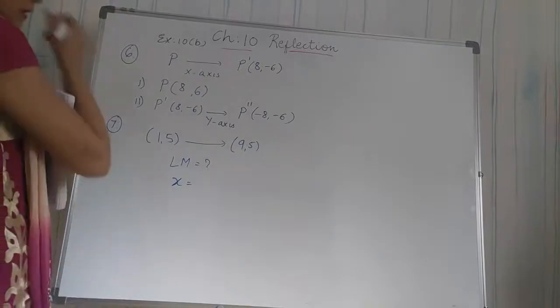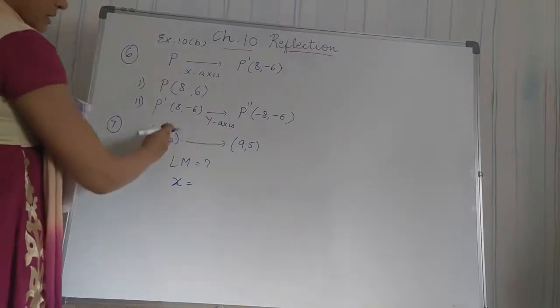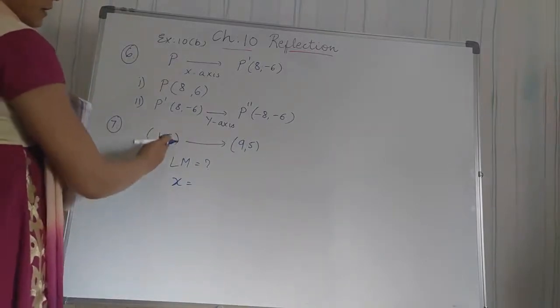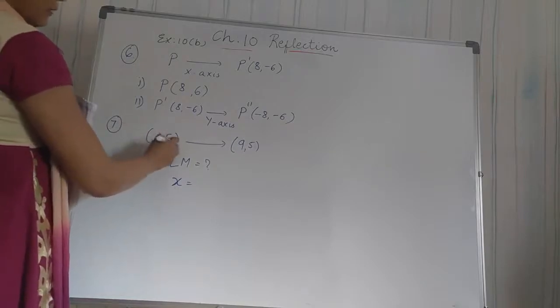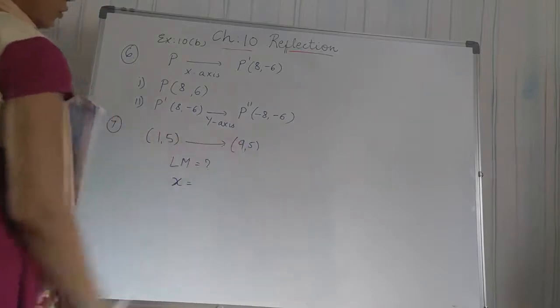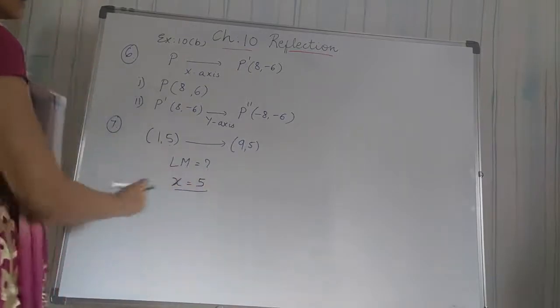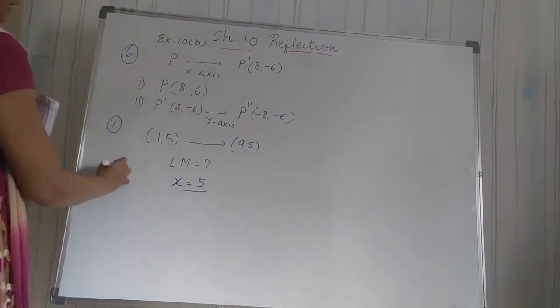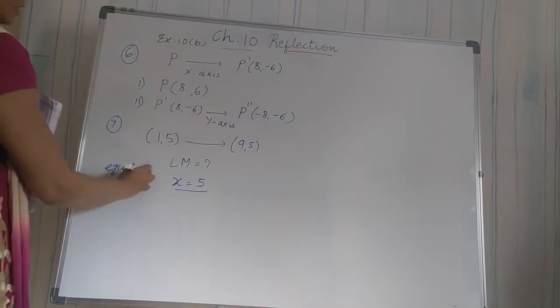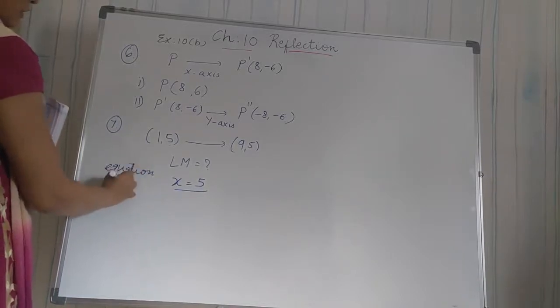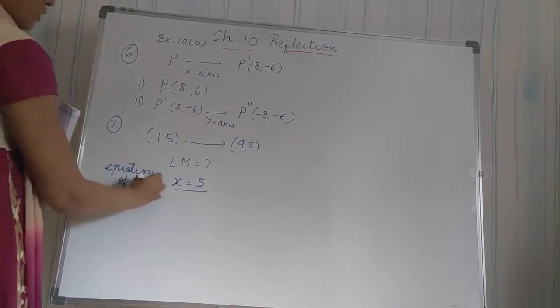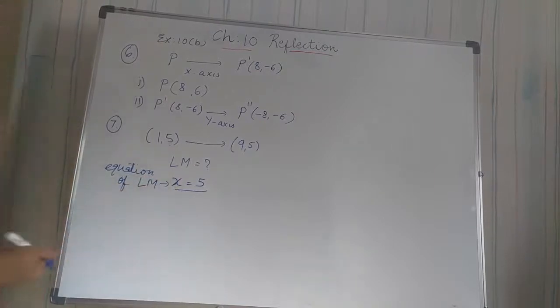And you see that the x coordinate changes, which means the line is parallel to the y-axis and it passes through 5 only. So we write x equal to 5 here. This is our equation of the line LM. So I write here equation of line LM, this is our x equal to 5.